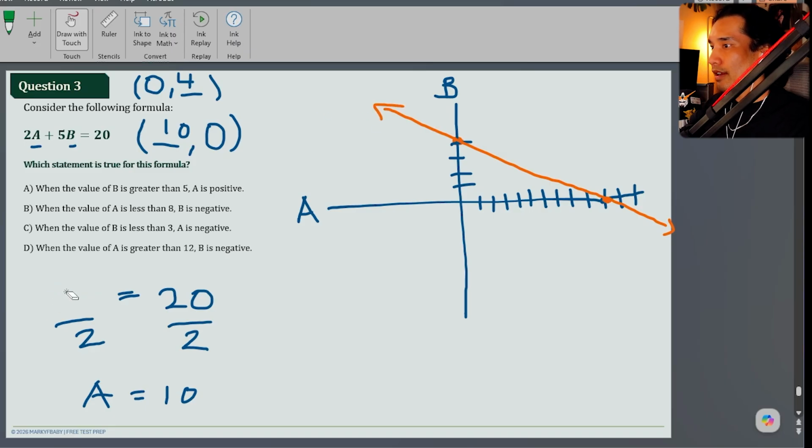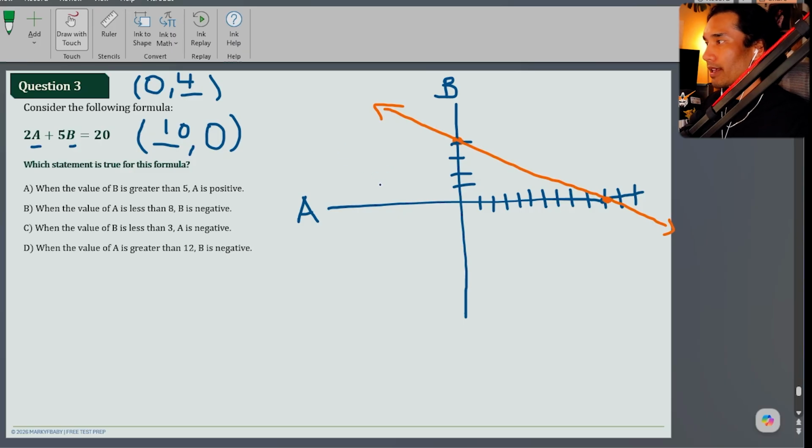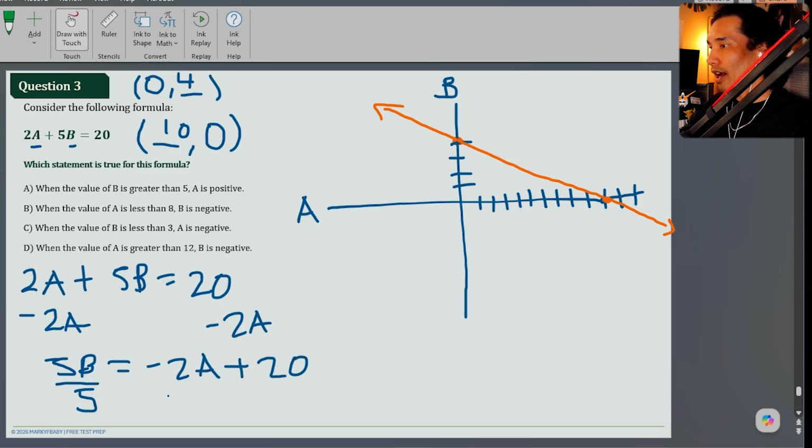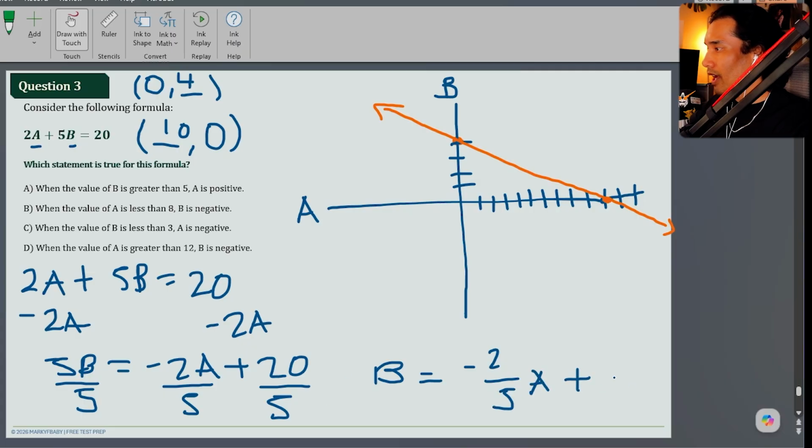Then the next thing I am going to do is confirm our y-intercept as well as our slope. So I have 2A plus 5B equaling 20. And I'm going to minus 2A from both sides. And I'm left with 5B is equal to negative 2A plus 20. Divide by 5, divide by 5, and divide by 5. That's going to give me B is equal to negative 2/5 A plus 20 divided by 5 is 4.